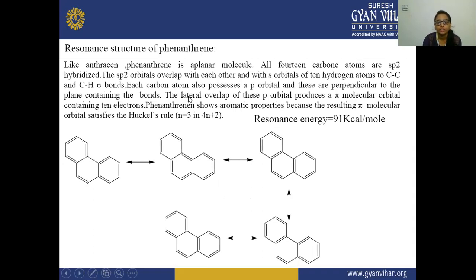Like anthracene, phenanthrene is also a planar molecule. All 14 carbon atoms are sp2 hybridized. The sp2 orbitals overlap with each other and with the s orbitals of 10 hydrogen atoms, forming carbon-carbon and carbon-hydrogen sigma bonds. Each carbon atom also possesses a p orbital, and these are perpendicular to the plane containing the sigma bonds. So phenanthrene shows aromatic properties because of the presence of the pi molecular orbital that is satisfying the Huckel rule.